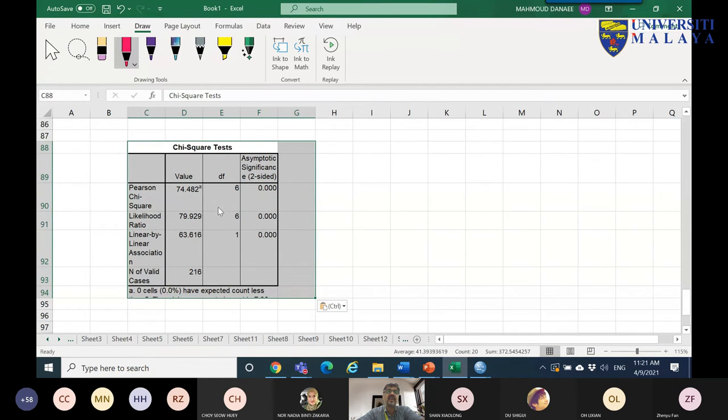So now we have the chi-square value and p-value. This asymptotic significance, two-tailed, is your p-value, but two-tailed.